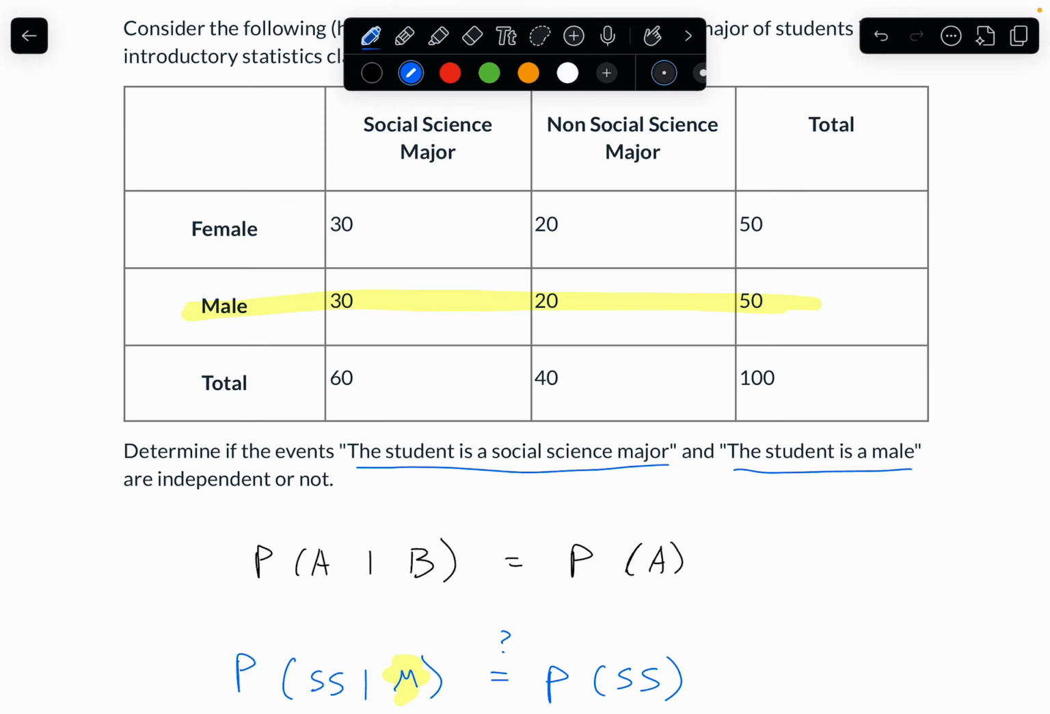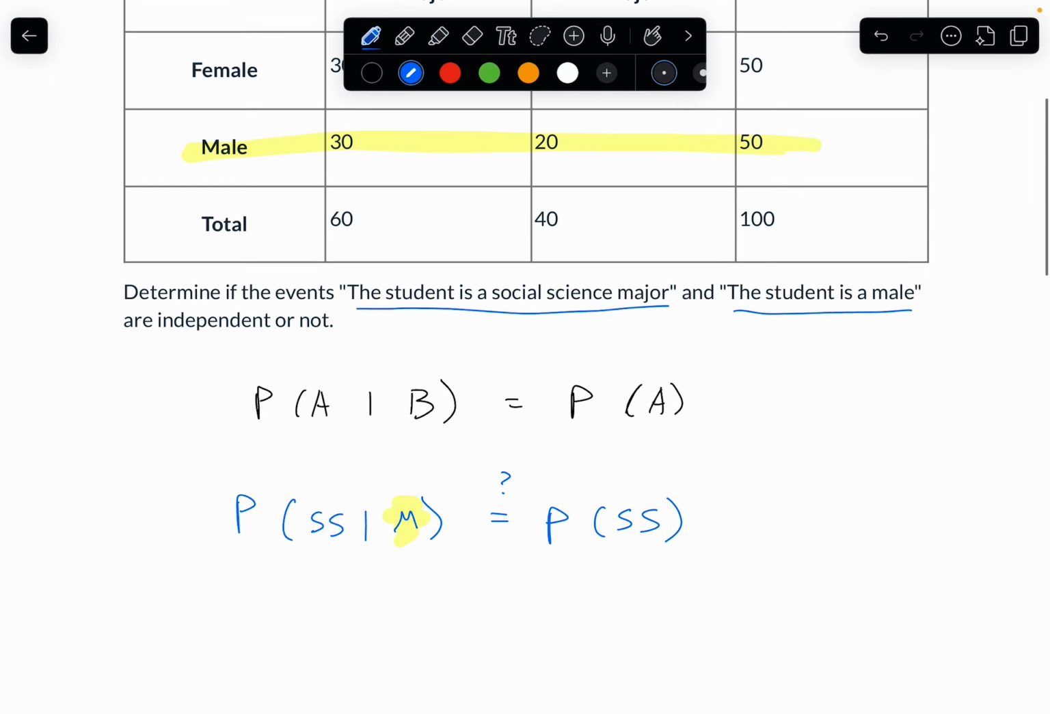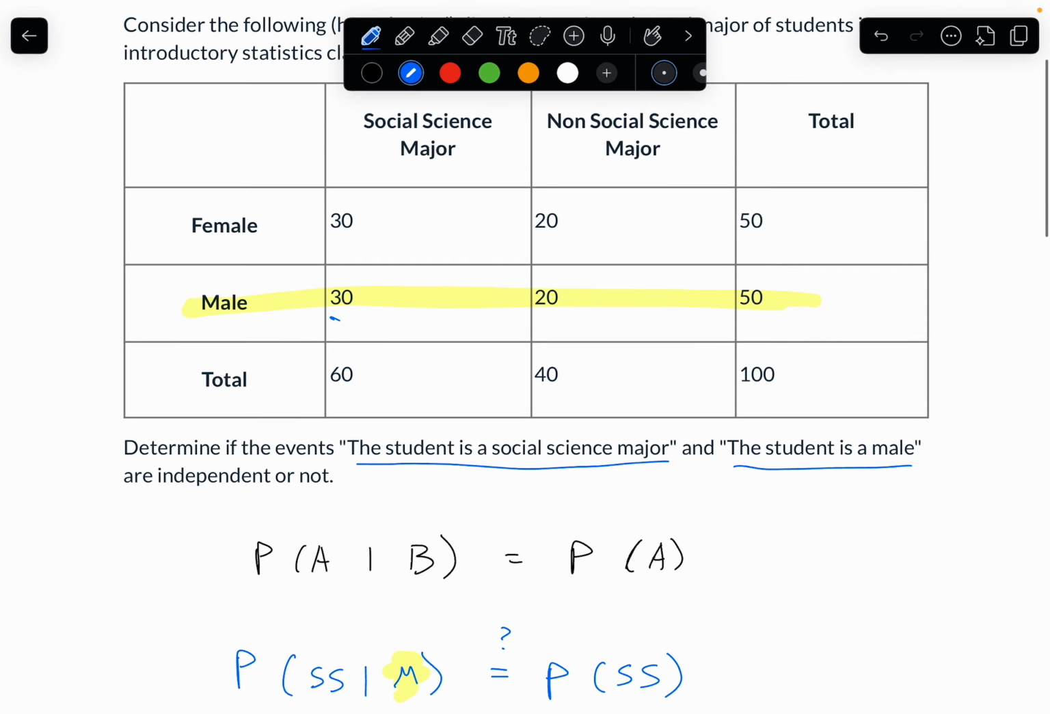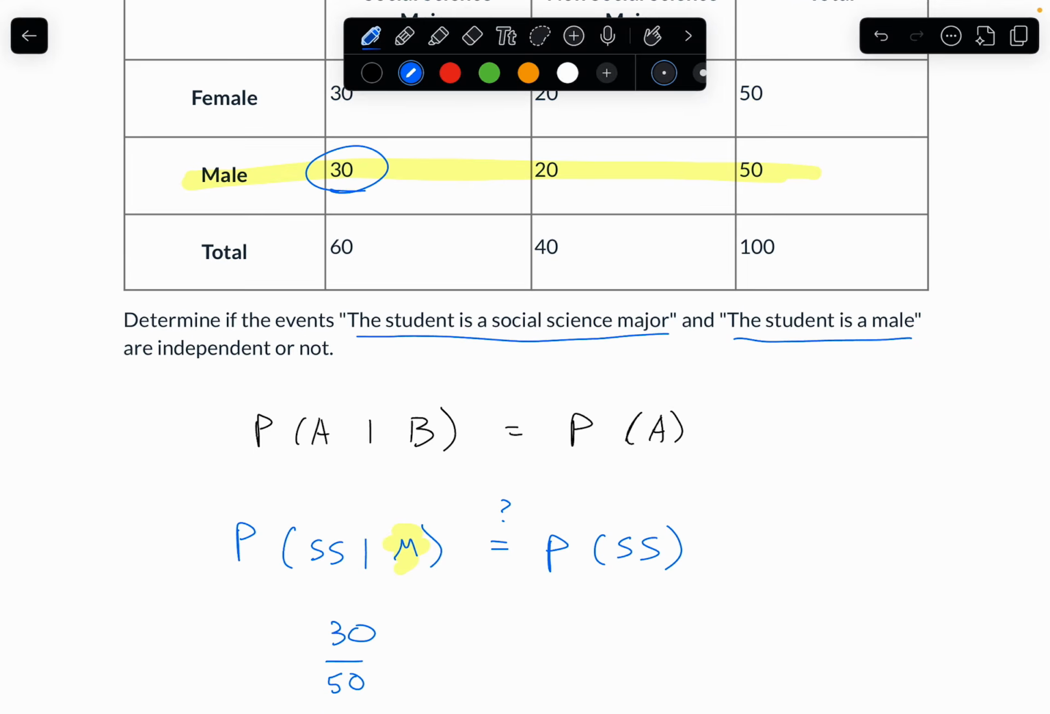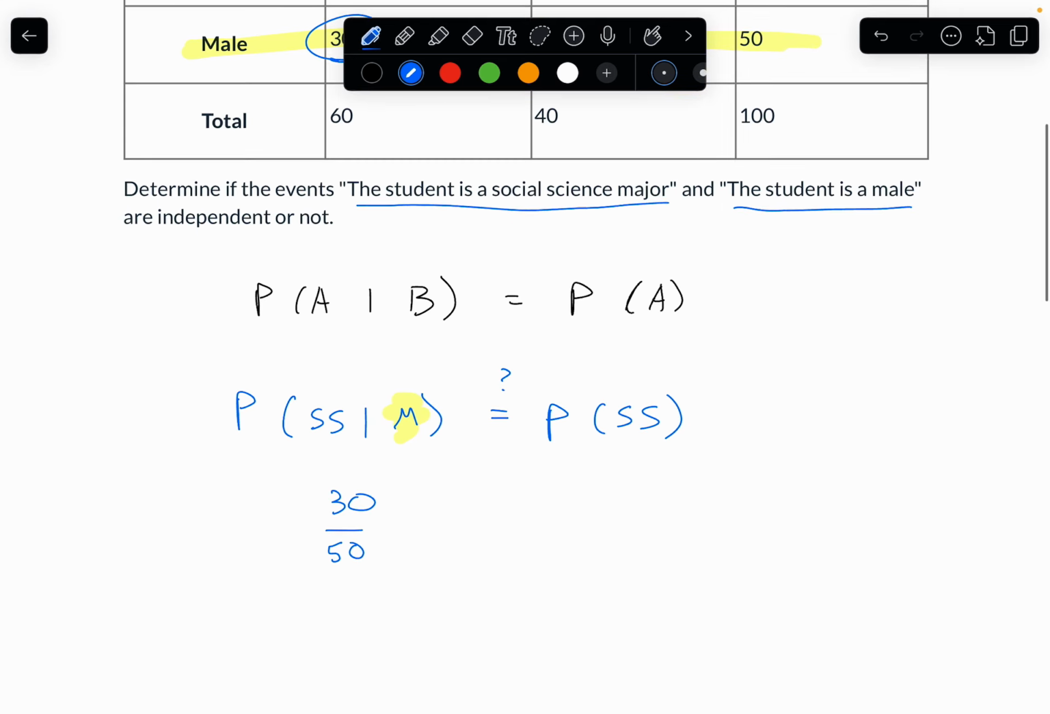I have a total of 50 males in my sample. So out of the 50 males that I have, we had, let's see, 30 of them are social science majors. So 30 out of 50. If we wanted to go ahead and divide that out real quick just to get a fraction, we get a nice even 0.6. So that is 0.6.